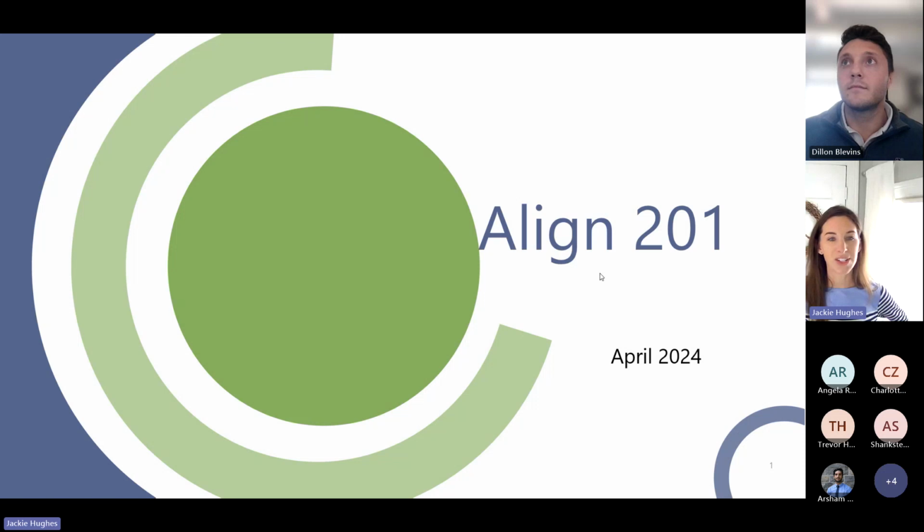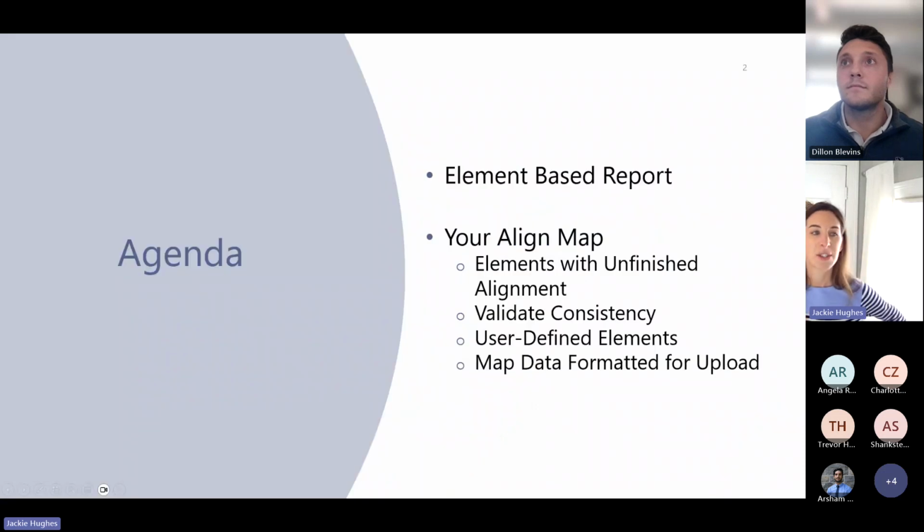So on our agenda today, we're going to start with an element-based report. I'm going to walk you through what you can learn from an element-based report. And then the second portion is going to be talking about your Align map. So this is when you'll want to make sure you have an Align map ready to use. And we're going to walk through 4 different reports that you can run.